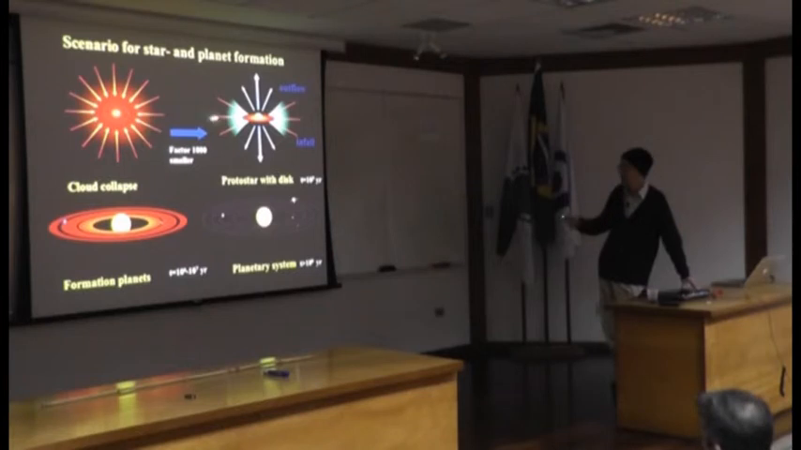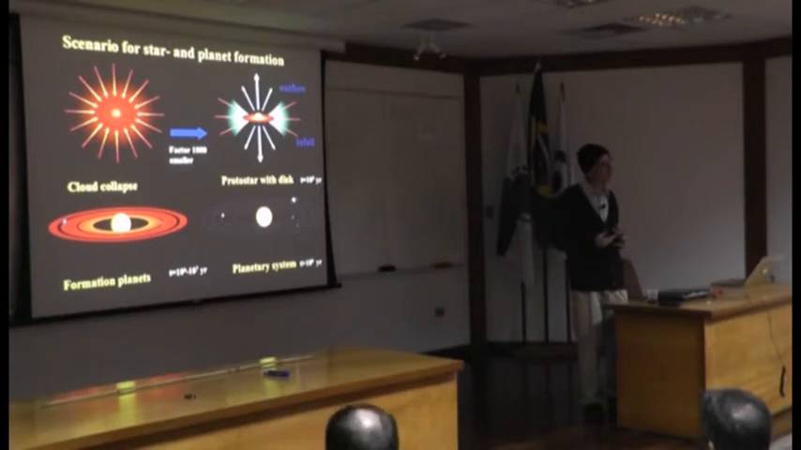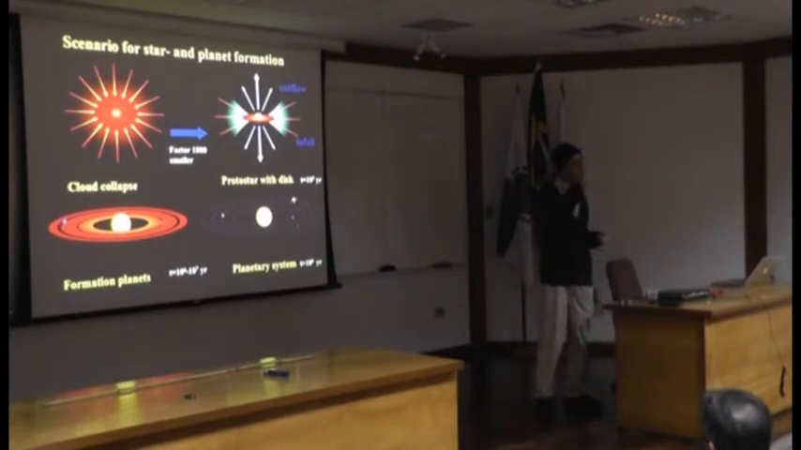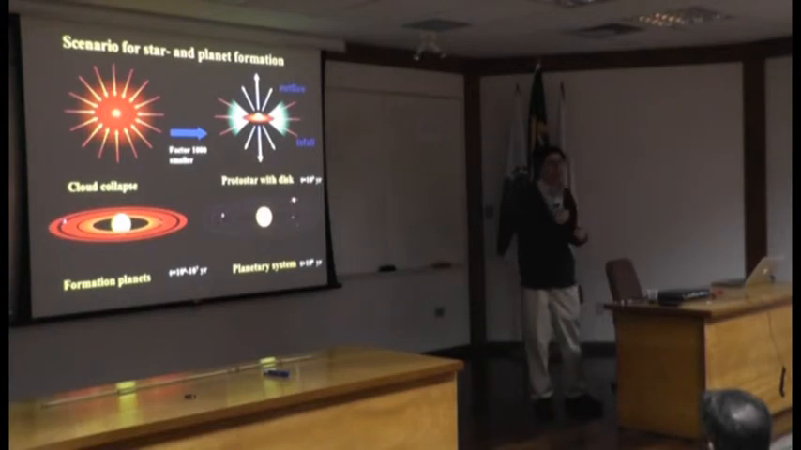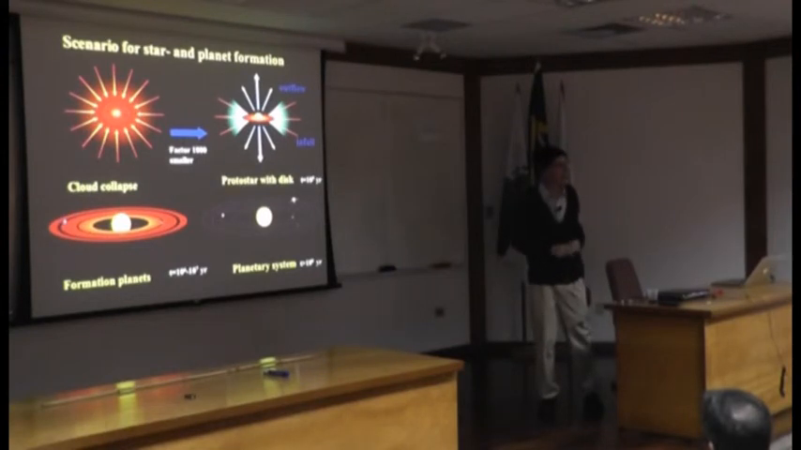Material falls in, there are outflows. The star is accreting material from the disk, and it's kind of a baby star. And if you've watched a baby eat, some things get in the mouth, and some things get flung off at very high velocity. Well, stars are similar to babies in that regard.